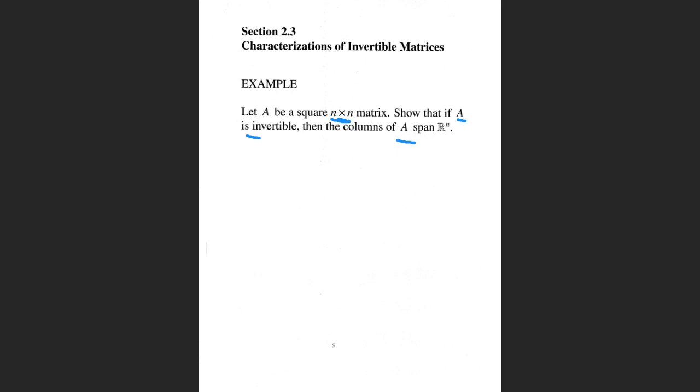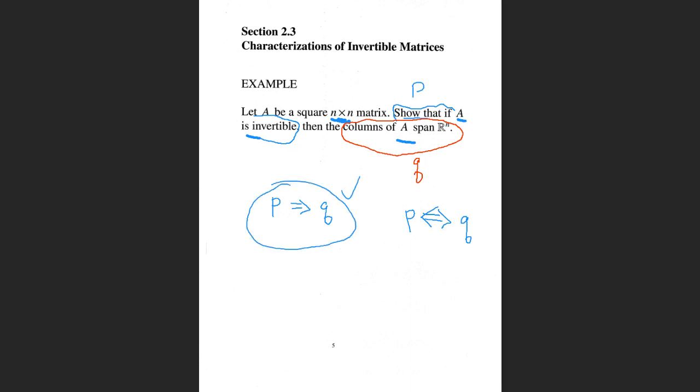You're taking this piece of information, A is invertible, so think of that as P, and you're trying to prove another statement, that the columns of A span R sub n, Q. So you're trying to prove that statement P implies statement Q. Based on the invertible matrix theorem, the statements are equivalent, so not only does P imply Q, but Q implies P. But for now, we're going to go this direction.